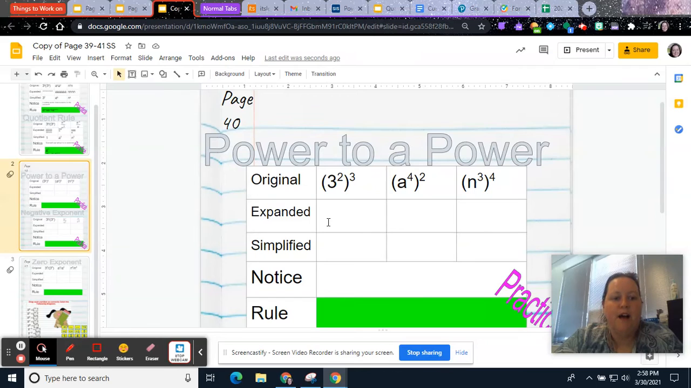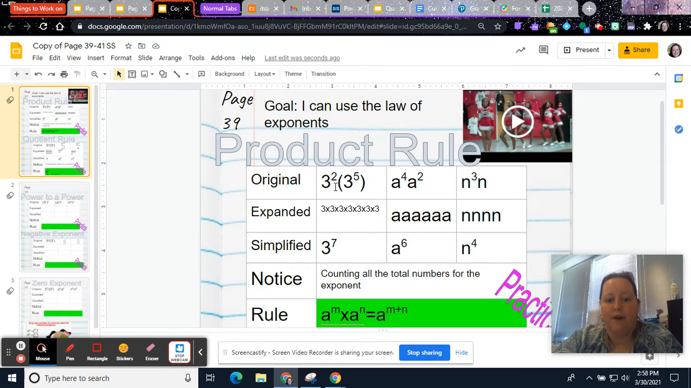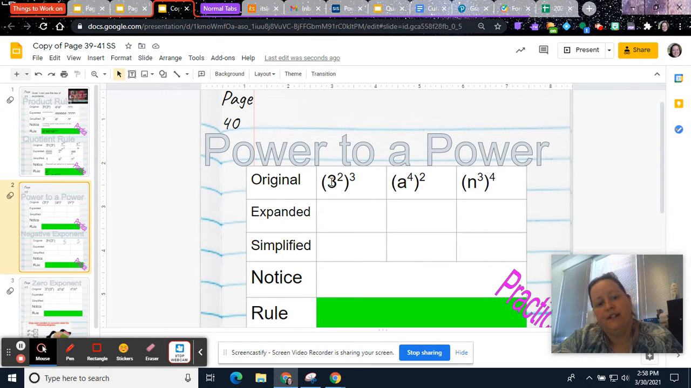Hi, welcome to video 2, and this one's going to be on page 40. So this time, with power to power, the big thing I want you to notice is that this is different than what we did on the first page, because when we did the product rule, we saw the base twice. It was 3 squared times 3 to the 5th. But this time we're only seeing the base once.